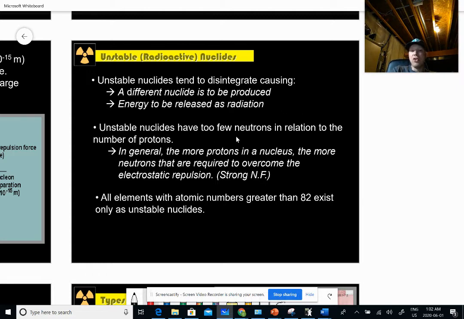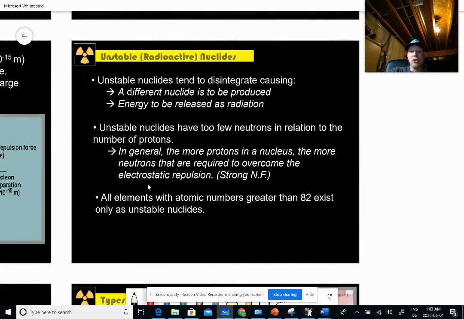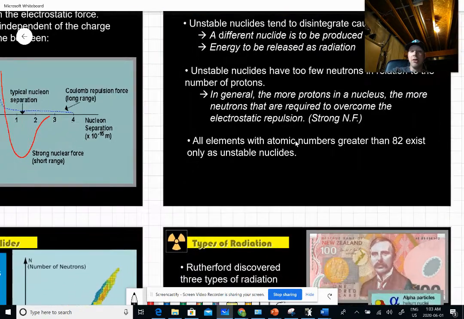Unstable nuclides have too few neutrons in relation to the number of protons. So the ones that have more protons than neutrons, that's where we're in trouble. In general, the more protons in the nucleus, the more neutrons that are required to overcome the electrostatic repulsion. And I mentioned this already, all elements with an atomic number of 82 or greater have too many protons for the number of neutrons, and they are all unstable.